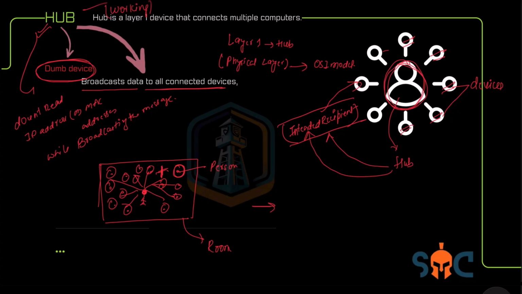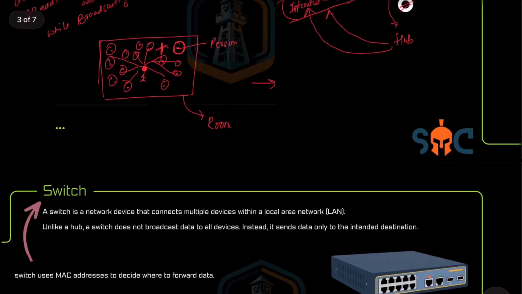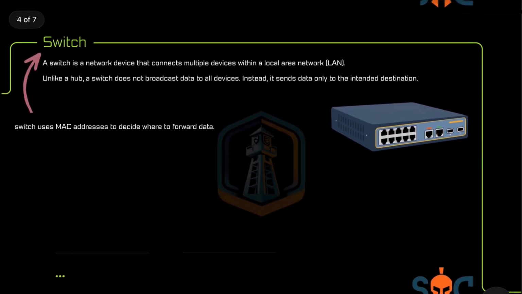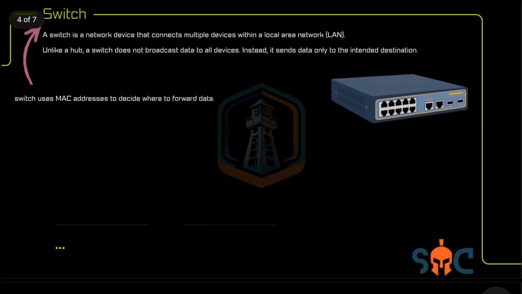Moving to our second network device, that is the switch. A switch is a network device that connects multiple devices within a local area network. Unlike a hub, a switch does not broadcast data to all devices. Instead, it sends data only to the intended recipient.